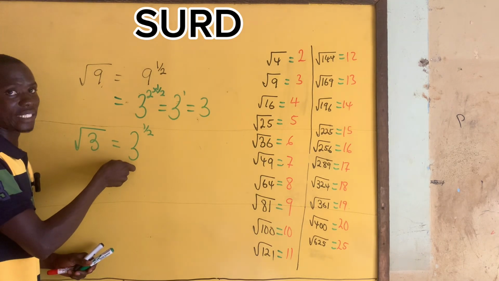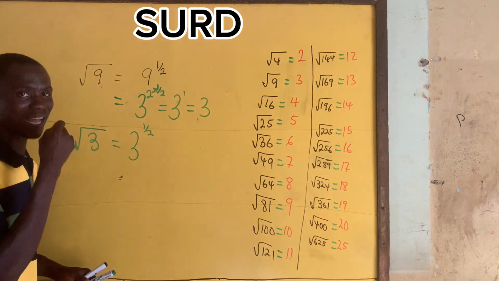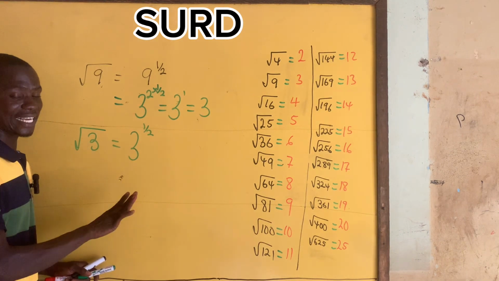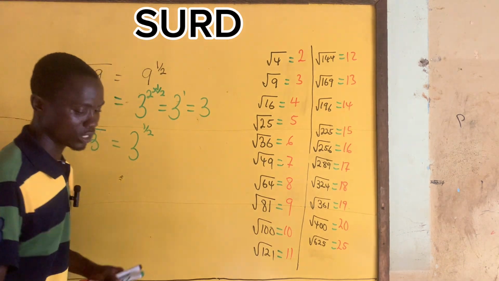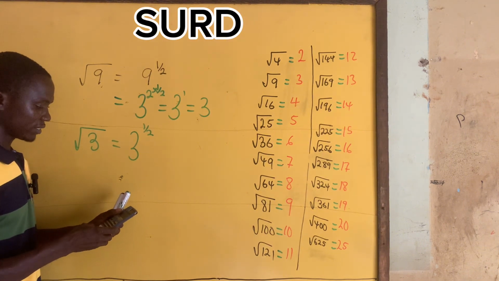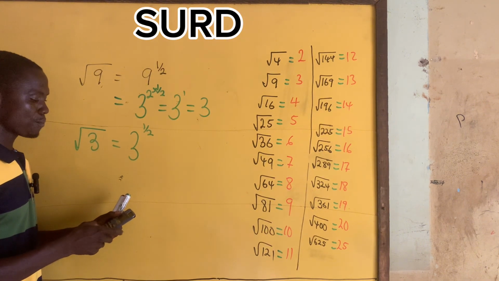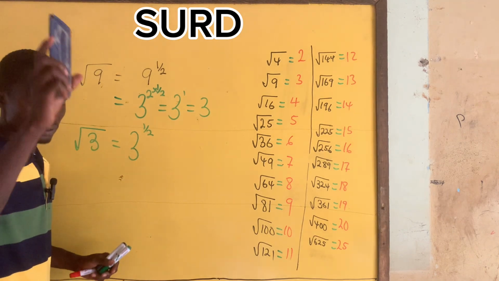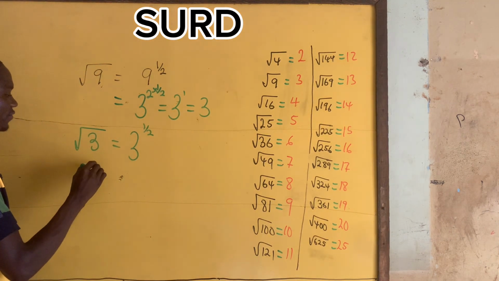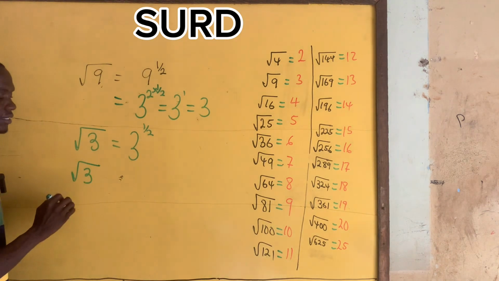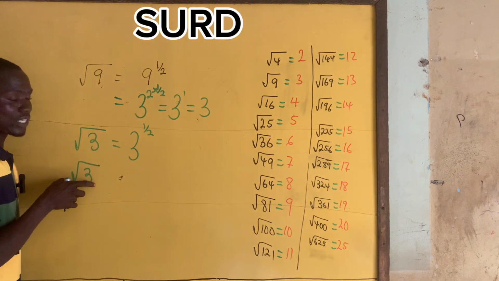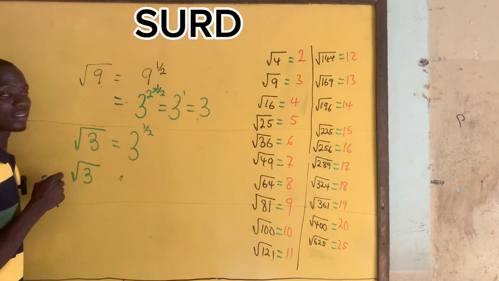If you use a calculator, you won't get a whole number, like 1, 2, 3, 4, but you get decimals. Let's use the calculator to check. If I punch square root of 3, I get 1.732 going. So, if I have square root of 3, I have to leave it as it is. So this is what we call a surd.